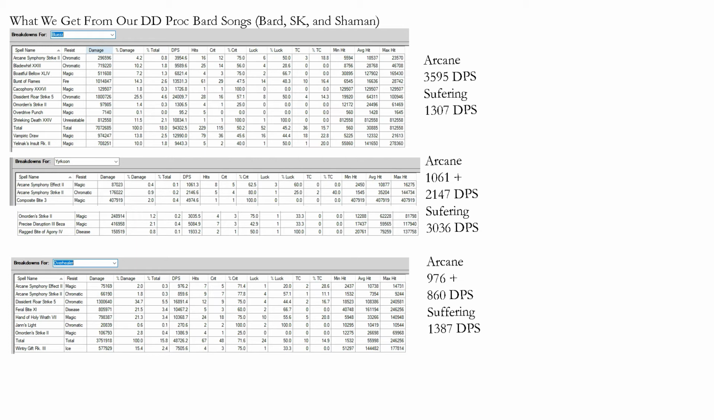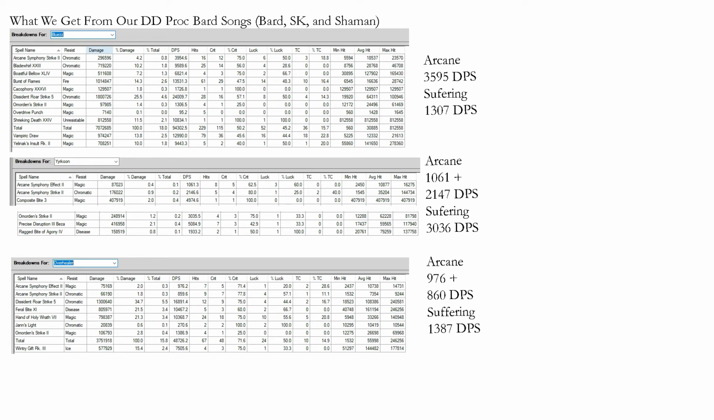So we look and we see Suffering DPS is from a low of around 1,300 to a high of a little over 3,000, and Arcane is a low of around 1,900 to a high of around 3,600.